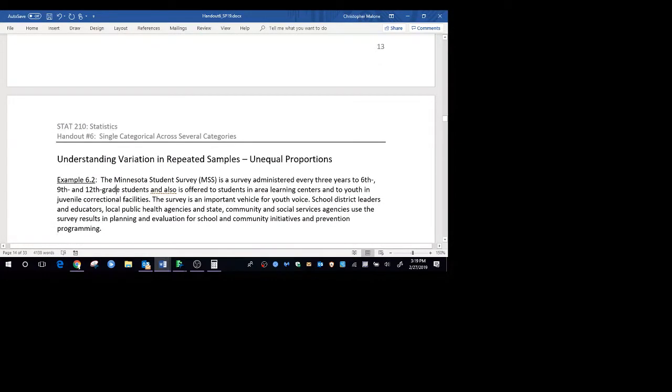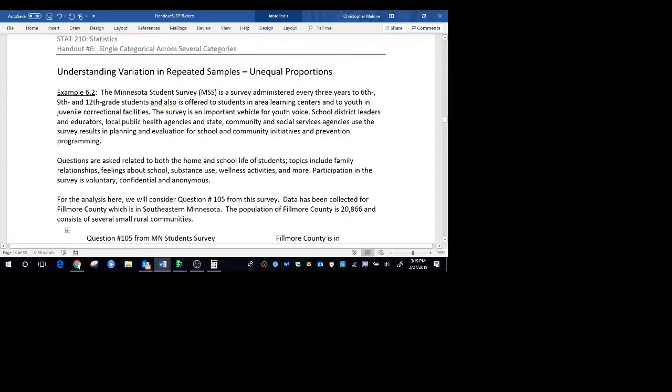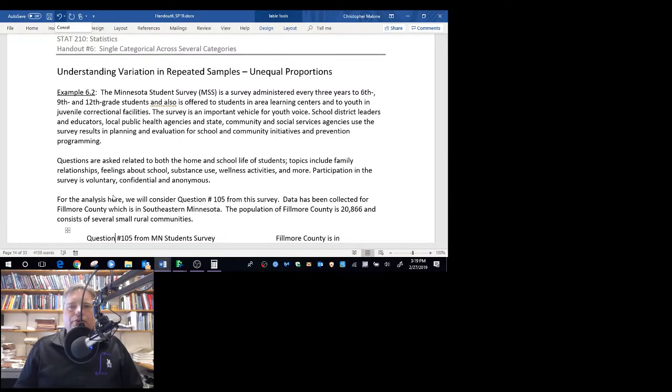All right, I think I'm going to stop here now before going on to page 14. I'll just make that a separate video. That'll help keep the videos a little bit smaller in size. So let's go ahead and hit pause here, and then I'll make a second video on understanding variation when I have unequal proportions. All right, we'll see you in a minute.